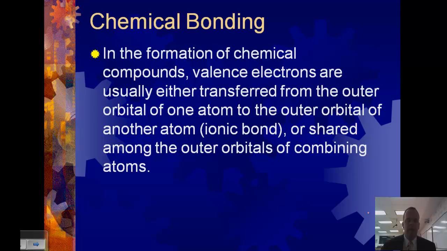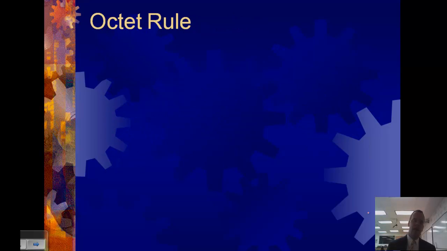In an ionic bond, we're looking at cases where an electron is transferred from the outer orbital of the element with a low ionization energy to the outer orbital of the element with a high ionization energy. Generally, the metal loses the electrons and the nonmetal gains the electrons.